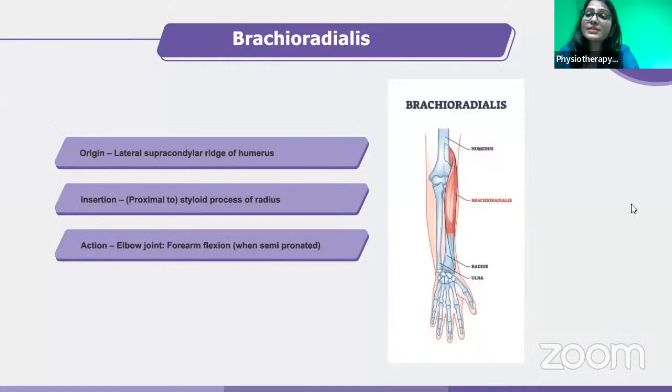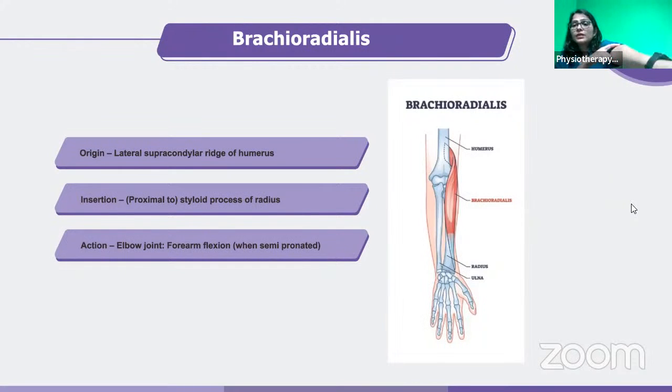So you have to understand the location. It is present anteriorly. That's why it is causing flexion. If it is present posteriorly, it will cause extension. So this is the action of triceps. Brachialis. Next is brachioradialis.